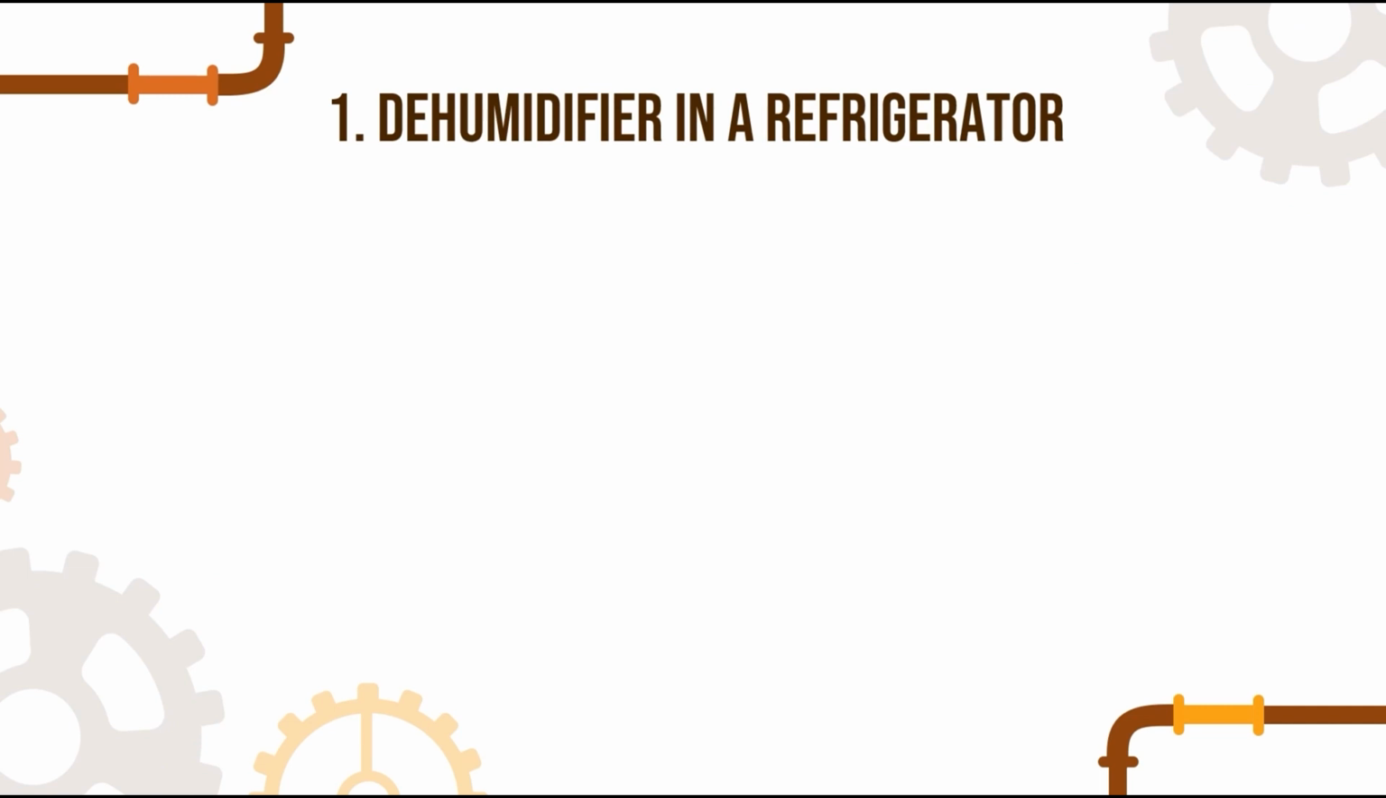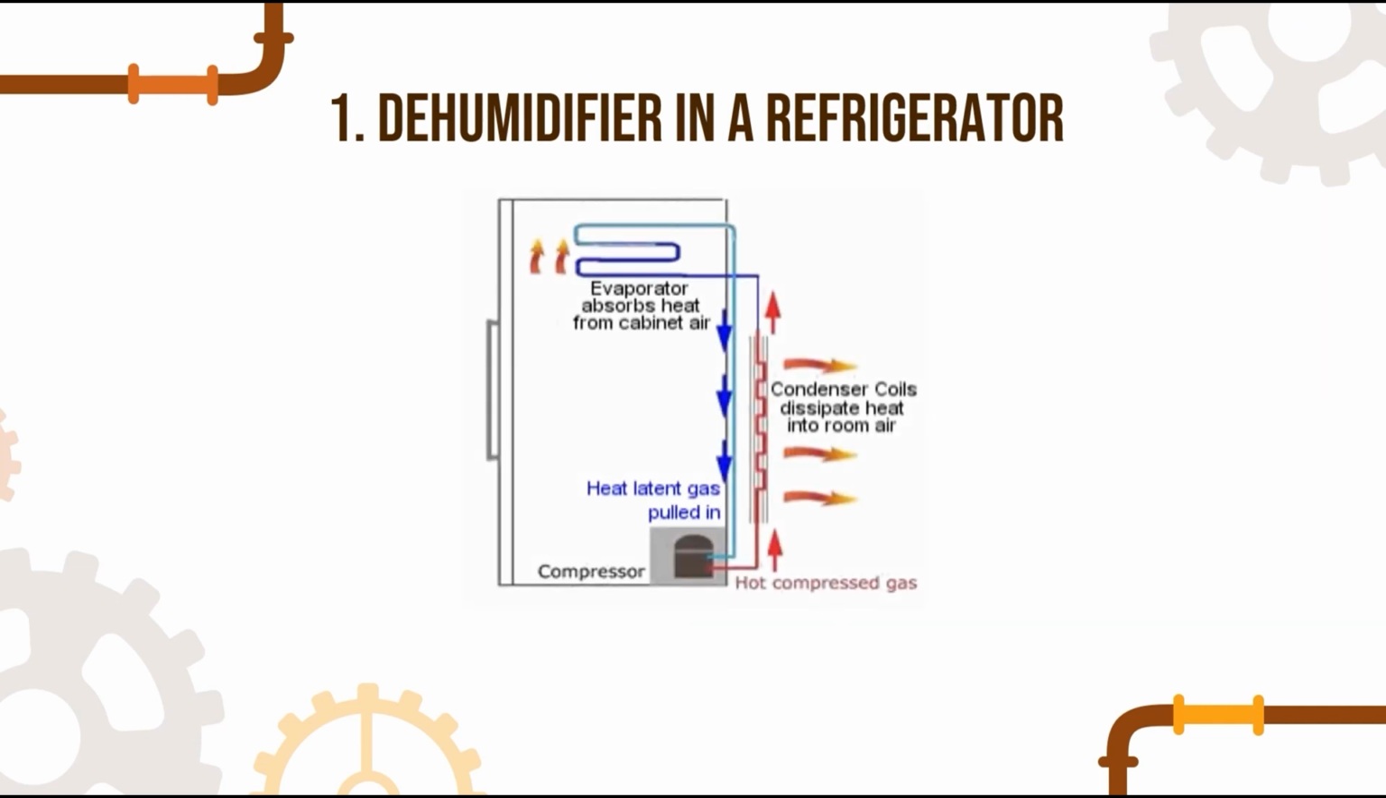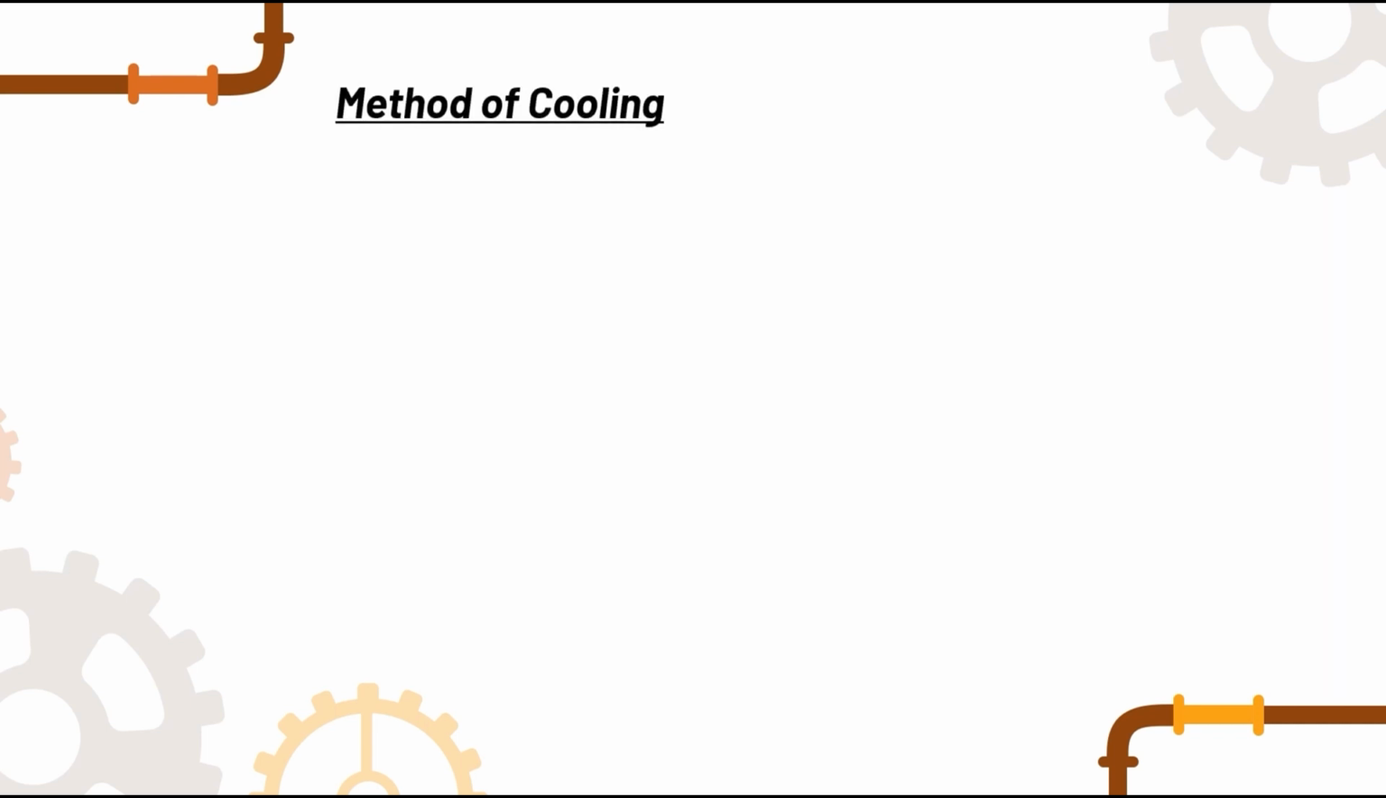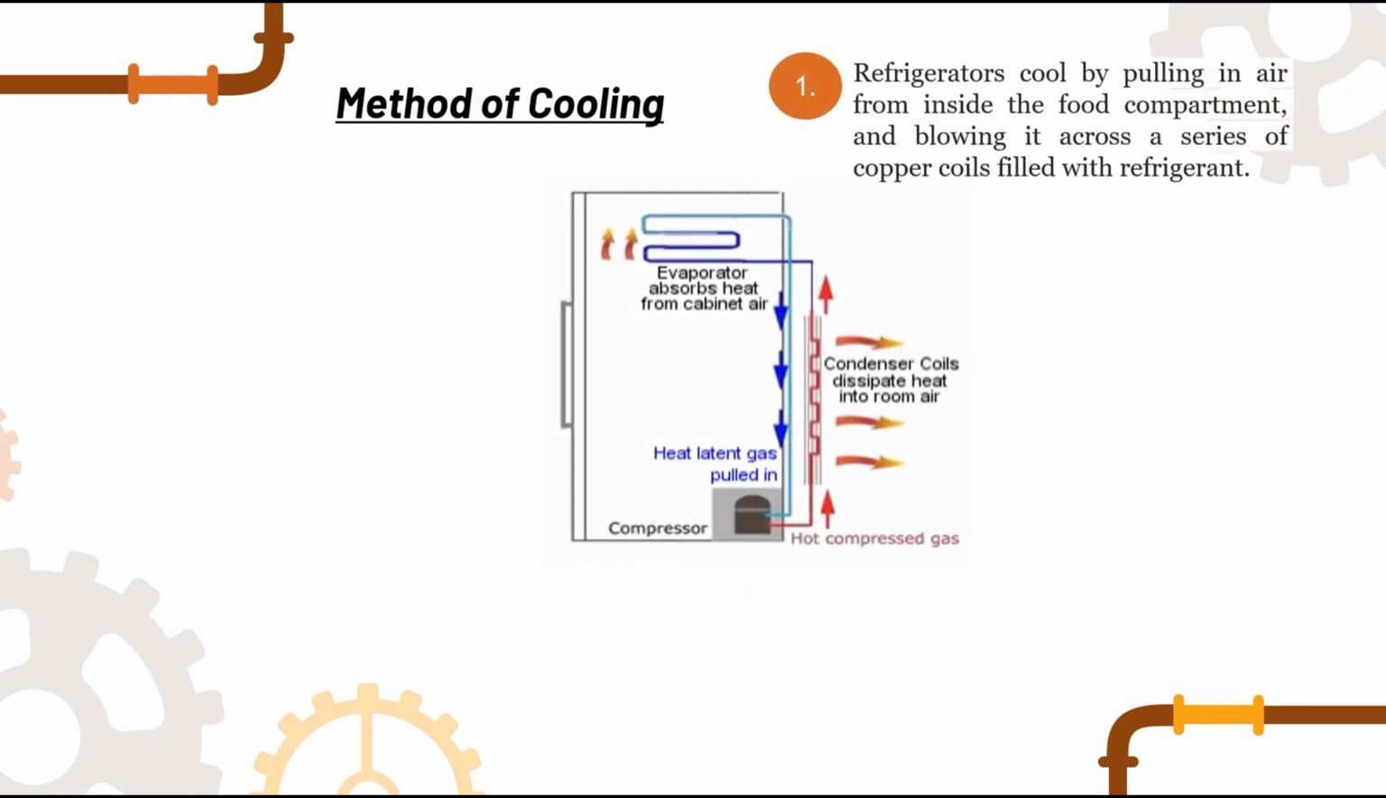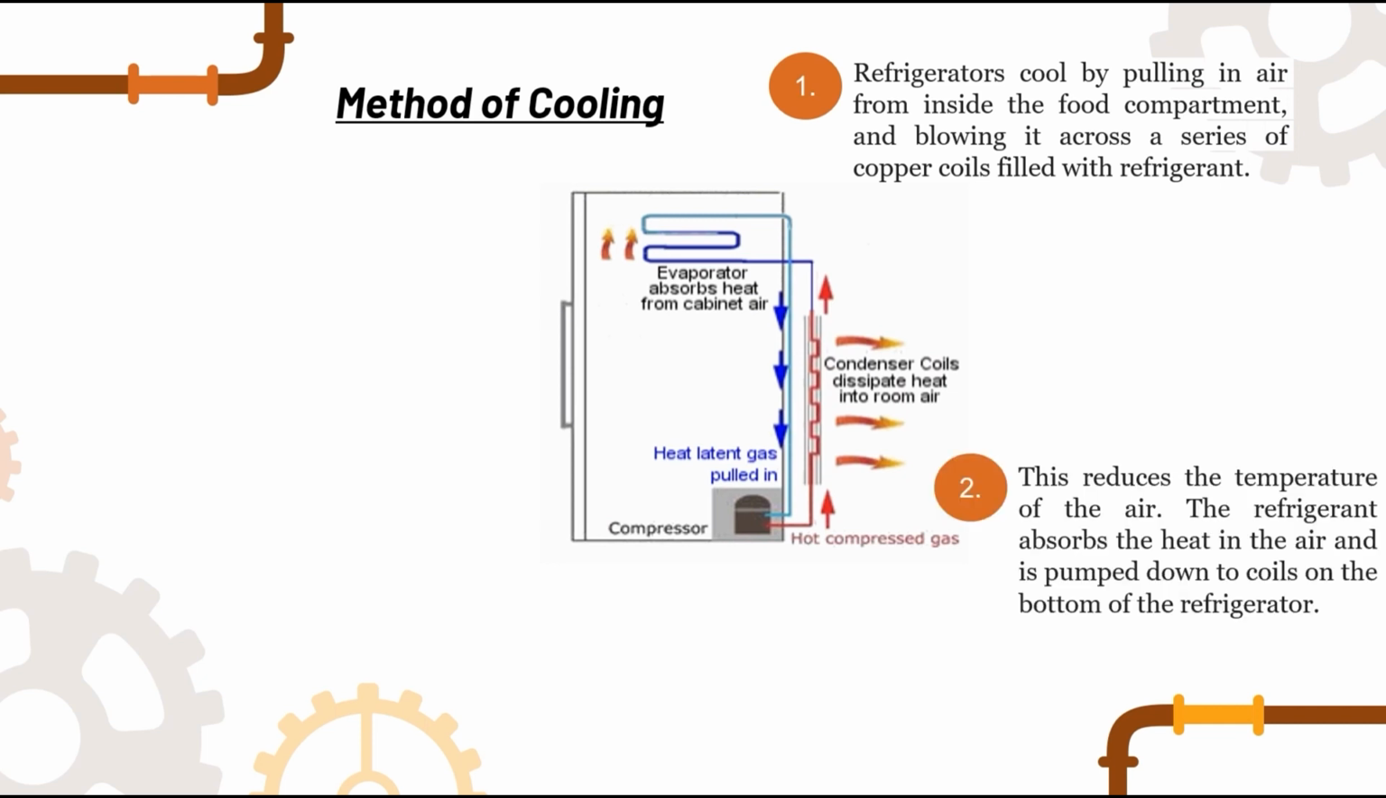Dehumidifier in a refrigerator. The diagram shows the flow of how a dehumidifier works in a refrigerator. Method of cooling in a refrigerator. Firstly, refrigerators cool by pulling in air from inside the food compartment and blowing it across a series of copper coils filled with refrigerant. This reduces the temperature of the air. The refrigerant absorbs the heat in the air and is pumped down to coils on the bottom of the refrigerator.